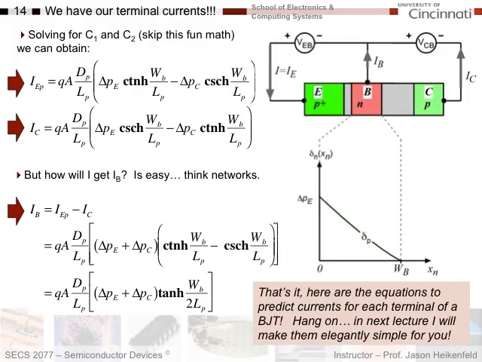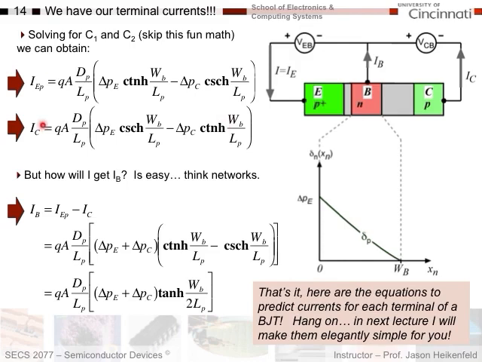So, solving for C1 and C2, we'll skip the math, we get the following beautiful equations for the currents in a BJT, and you'll see why they're beautiful in a second, but just bear with me, okay? Here's my emitter current. I've got this delta PE, some semiconductor type parameters here, and some nasty hyperbolic trig functions. Here's my collector current. It looks similar, except I've got some different hyperbolic trig functions here.